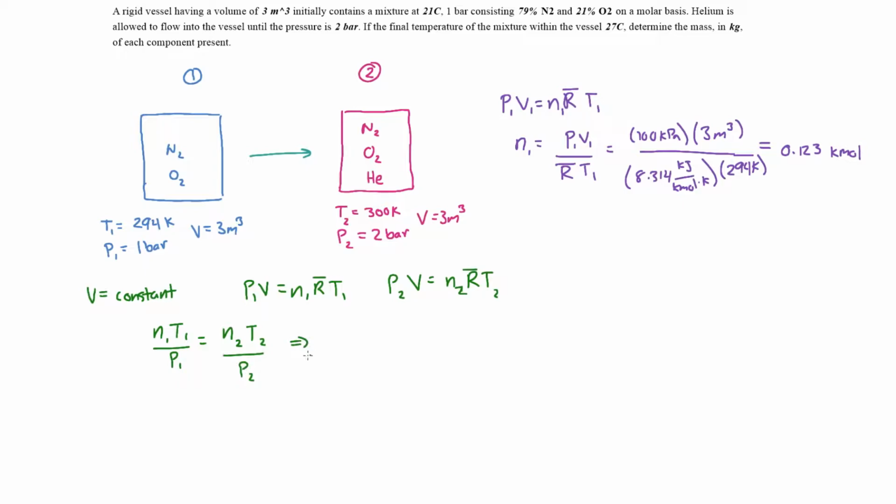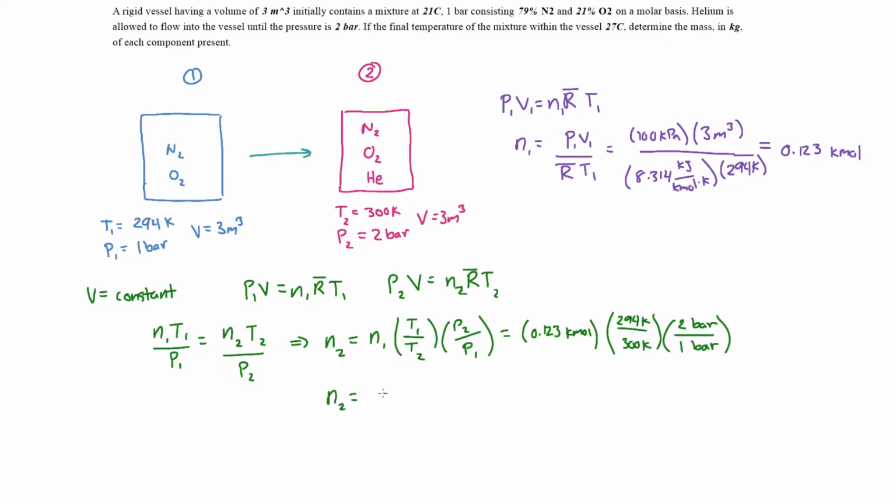And then we could define the number of moles of the second state by just doing a little bit of algebra. So we could say that N2 is N1, and it's proportional by these values. So it'll be T1 over T2 times P2 over P1. And we have these values, so we can plug in everything in this equation to get the number of moles at state 2. So what we get is 0.241 millimoles of the mixture at 2.